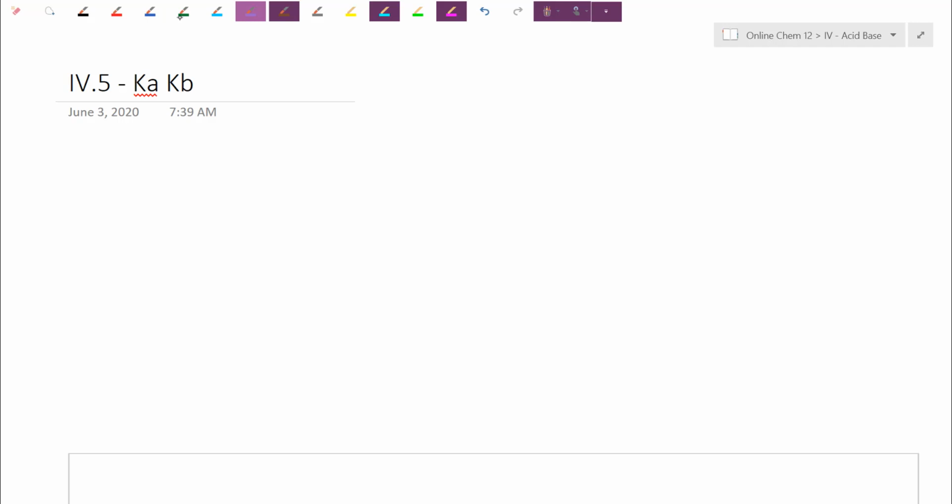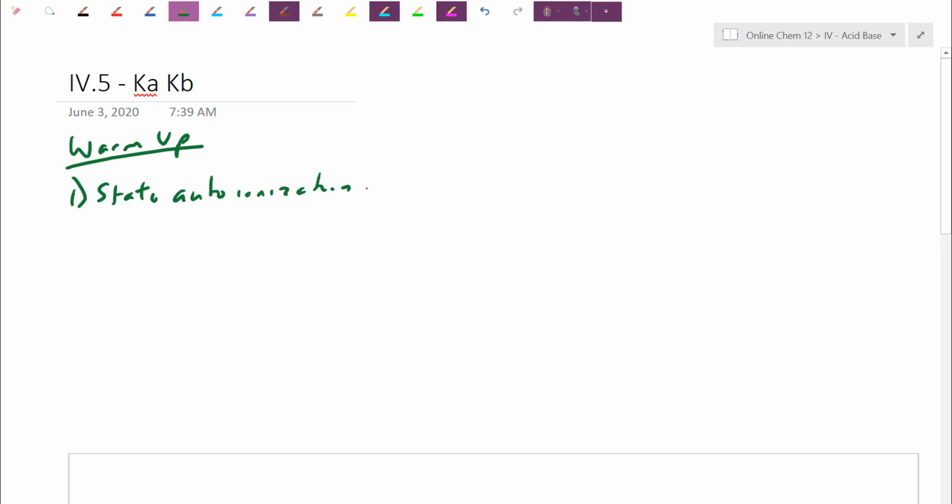So just as a quick warm-up here, I want you to state the auto-ionization of water. So just state the equation and the equilibrium expression. So that's sort of like products over reactants. We had called this Kw.